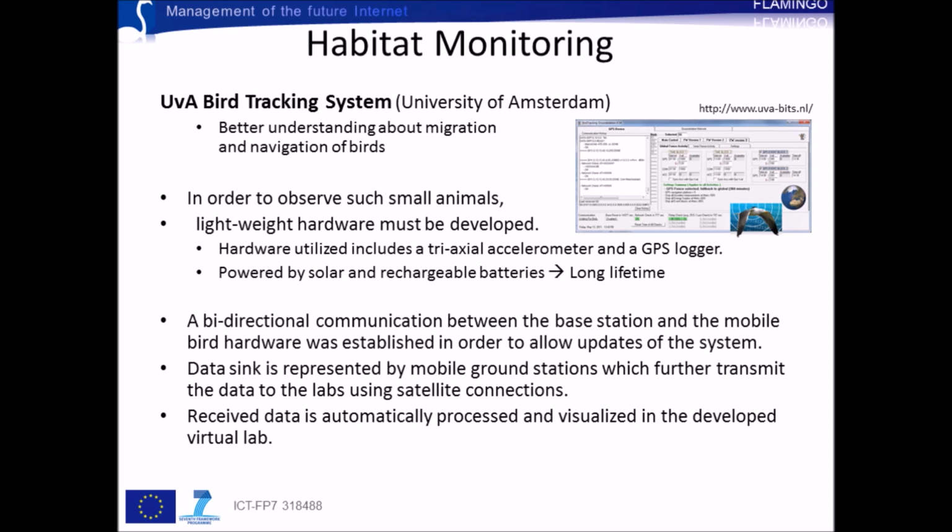Bidirectional communication between the base station and the mobile bird hardware was established in order to allow updates of the system. The data sink is represented by mobile ground stations, which further transmit the data to the labs using satellite connections. Received data is automatically processed and visualized in the developed virtual lab, as shown in the figure here.